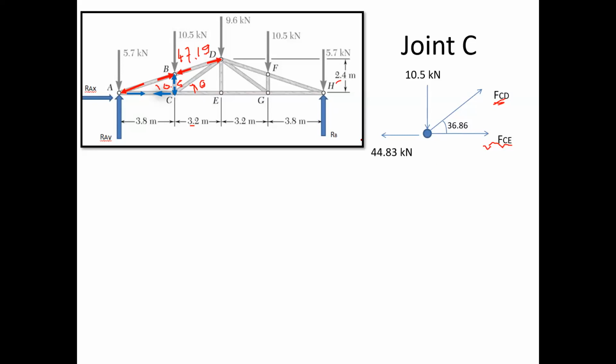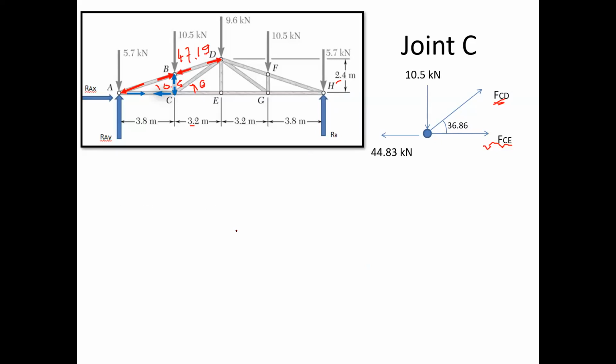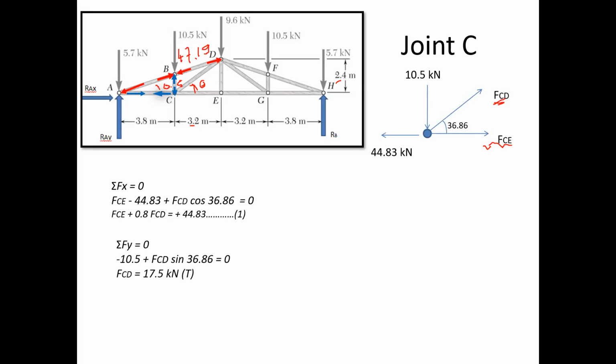Okay, so now let us see the solution for FCD and FCE. Some of you have shared your answer, and I found that they are almost matching, 17.51 and 30.67. Okay, so here we have this answer. When we take summation Fx equals 0, we get one equation in terms of FCE and FCD. And when we take the next equation, summation Fy equals 0, we are able to get FCD. So FCD we are getting as 17.5 kilonewton, and that is tensile in nature.